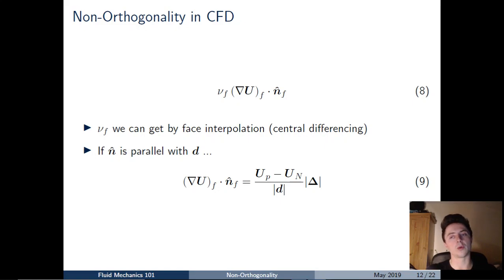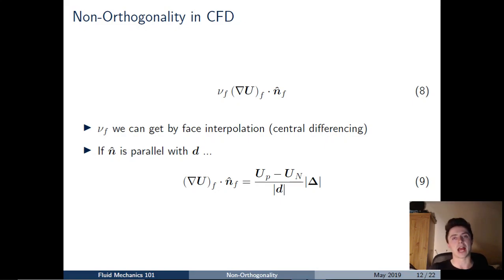Now, to evaluate the dot product of the gradient of the velocity and the unit normal vector, what we could do, if that unit normal vector was parallel with the vector d between the cell centroids that we saw before, is evaluate this straight away. The dot product would be the velocity at the owner cell centroid minus the velocity at the neighbour cell centroid, that's the change in velocity, divided by the magnitude of the distance vector between them, that would be the grad u, and then multiplied by the magnitude of the unit normal vector n, and that would give us the dot product of those two quantities.